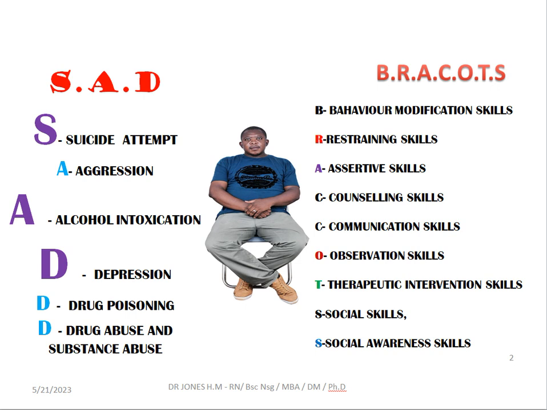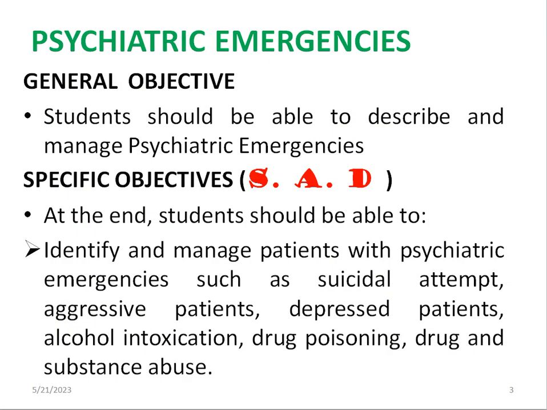Then we have assertive skills. Assertive skills are needed to help patients solve problems that they may be facing and have good self-awareness. Then we have counseling skills. Then we have communication skills. So C is for two therapies or skills that one needs to have as they are nursing a patient with mental illness. Then O is observation skills, T is for therapeutic intervention skills, S is for social skills, S is also for social awareness.